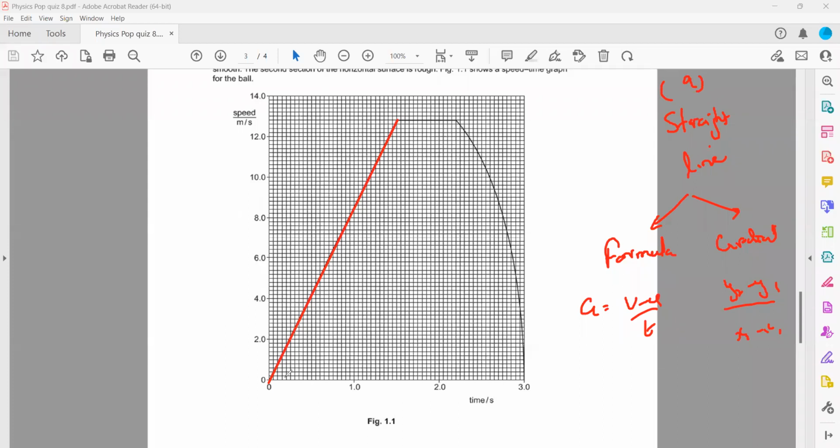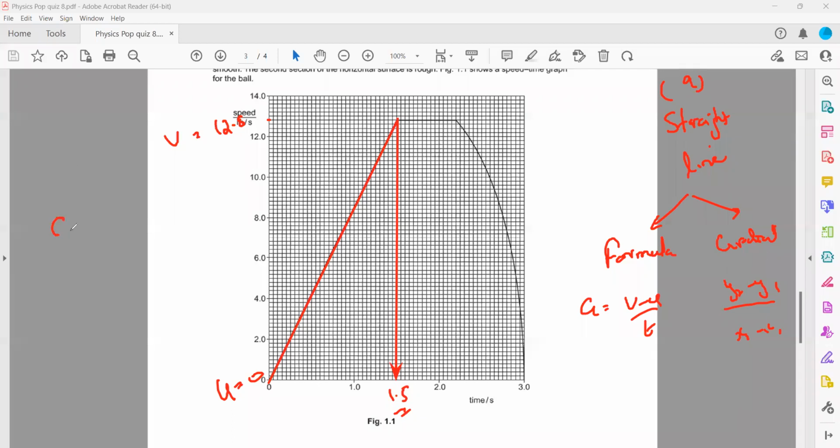So if I use a formula, the starting speed is 0. Speed at this point: 10 boxes equal 2, so each box is 0.2. So this will be 12.2, 12.4, 12.6, 12.8. So the final speed is 12.8. And what is the time interval? How much time did it take to change the speed? So it is between 1.1 and 2. So it is actually 1.5.